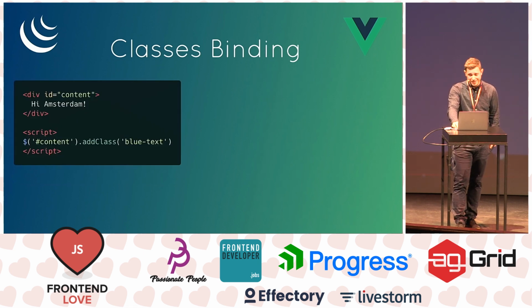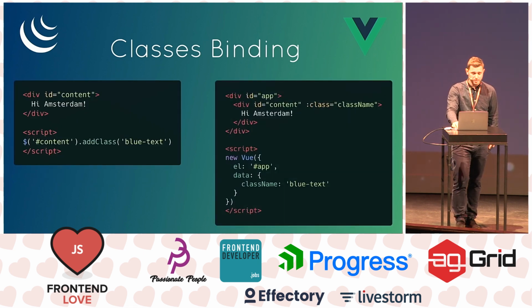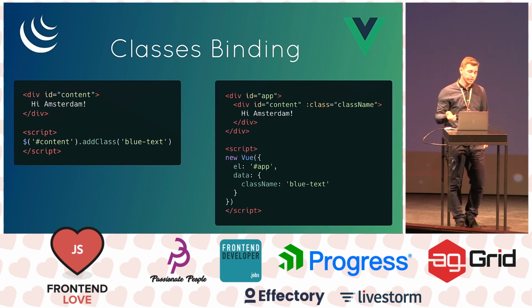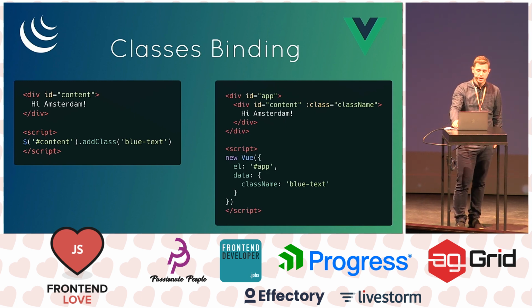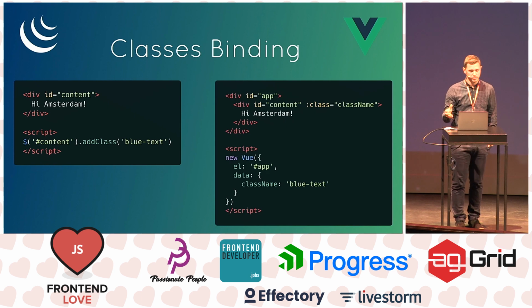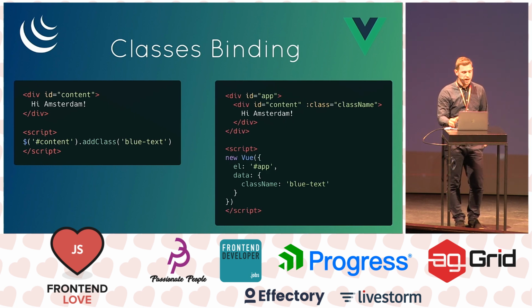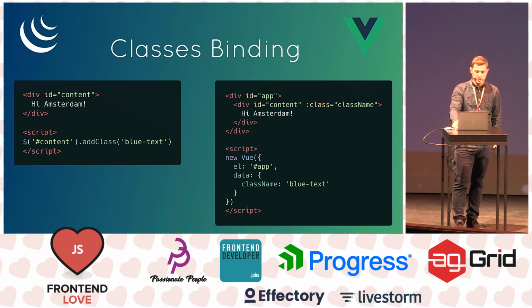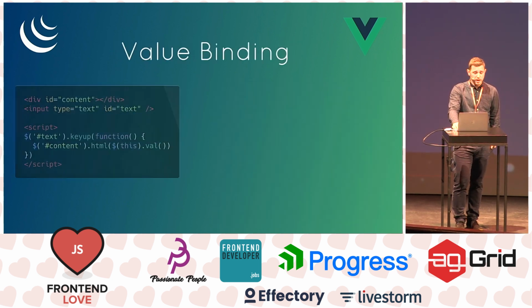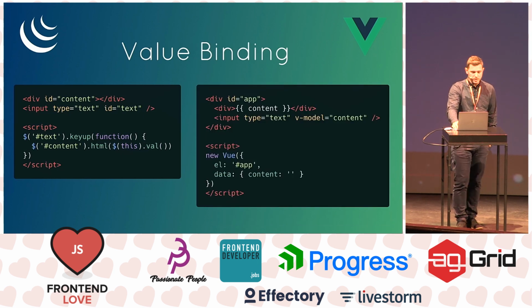There are a lot of examples for that. We get class binding. Class binding is almost the same when we want to change a class with jQuery, or if you want to bind a class with Vue. We just add the attribute v-bind or a colon before the class. We prefix it, and we can toggle classes and enable or disable some classes. The value binding is almost the same.